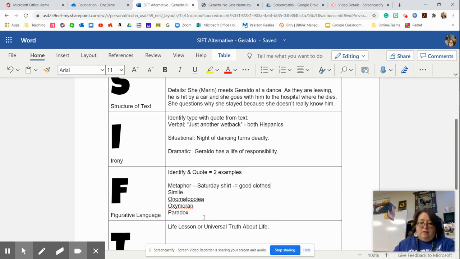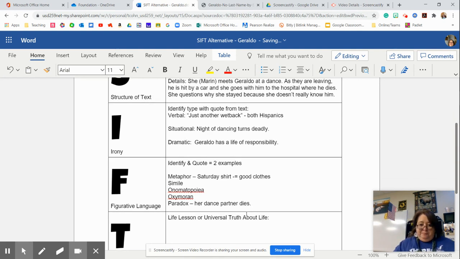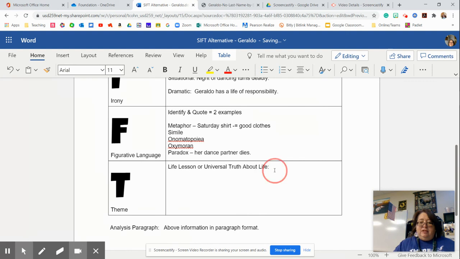The paradox might be the whole thing with her dance partner dying, right? And then the theme is the universal truth about life. So you never know the whole story. Or it could be the life of an immigrant.